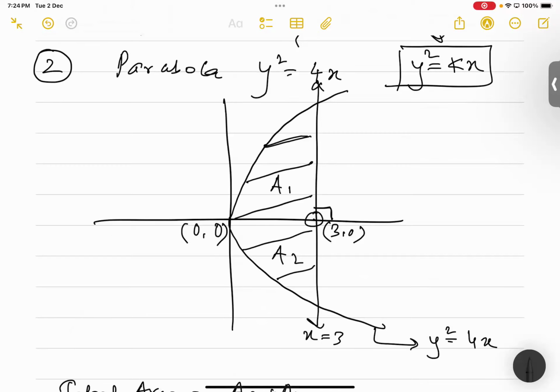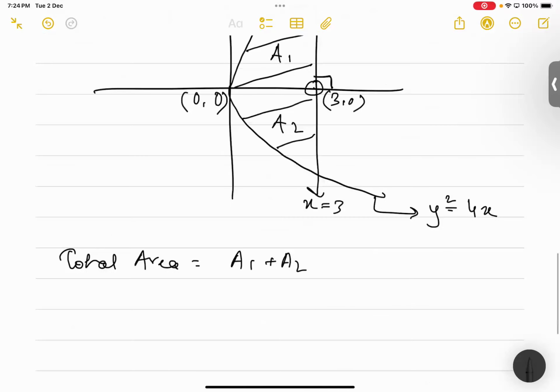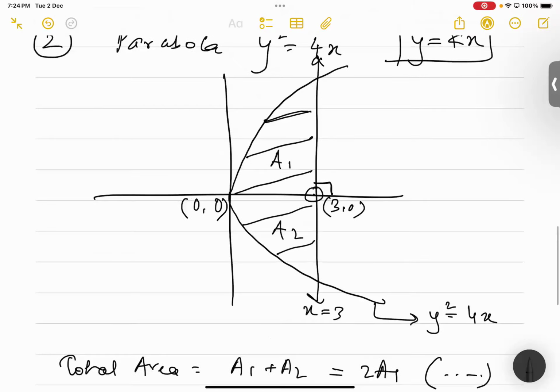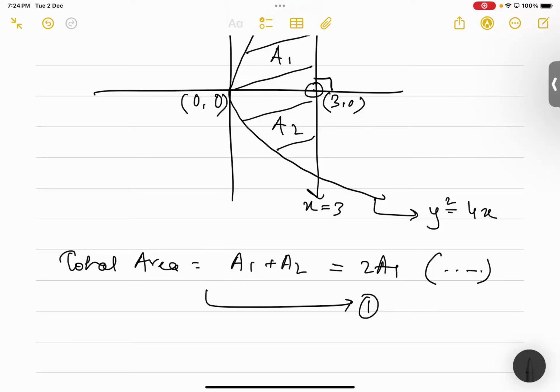Right? The area bounded. Bounded means what? It will create a boundary. Boundary is created by whom? It is created by the parabola and the line. A1 plus A2, so this is equal to twice A1. Why? Due to symmetry. This is equation number 1. Wherever you find difficulty, you should ask doubts. Please.